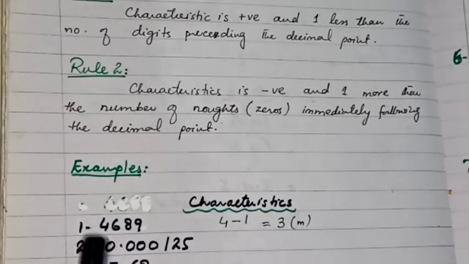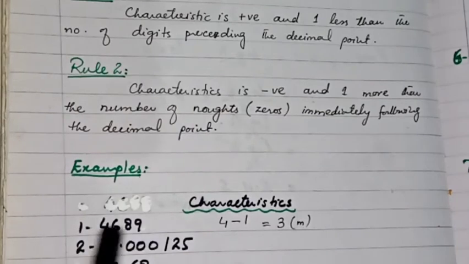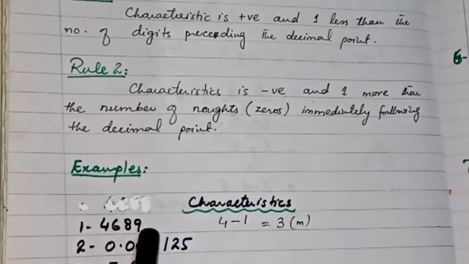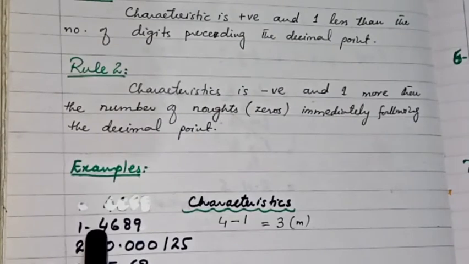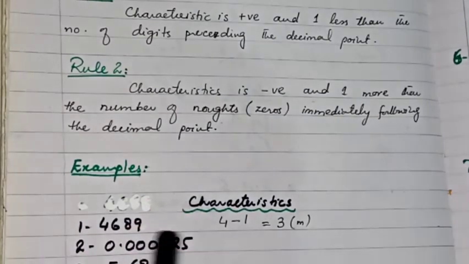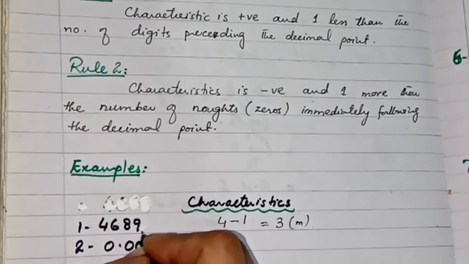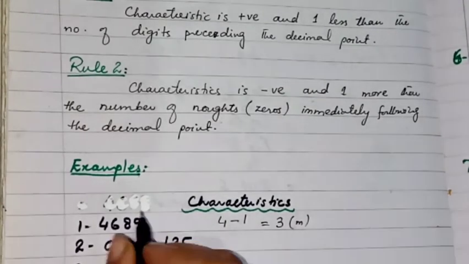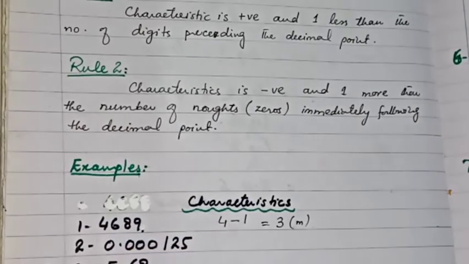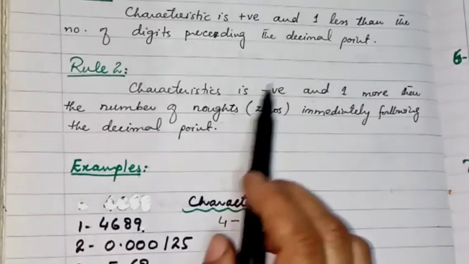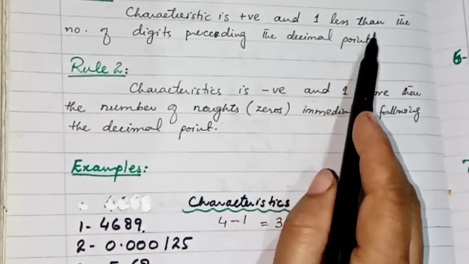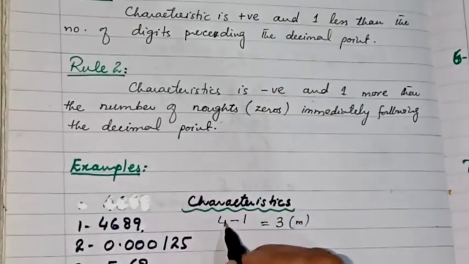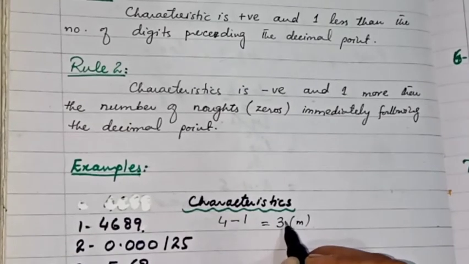Our first example is 4689. You all know that if the decimal point is not mentioned, it is always present at the end. So how many numbers are preceding the decimal point? If the decimal point is here at the end, how many numbers are present on the left hand side of the decimal? There are 1, 2, 3, 4. 4 numbers are present. So characteristic will be positive and 1 less than the number of digits. So I am writing 4 minus 1 here, that is equal to 3.